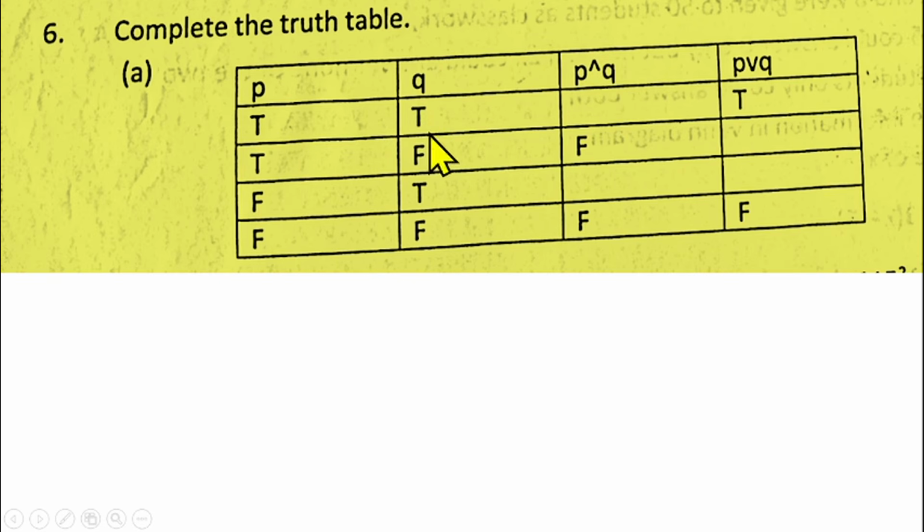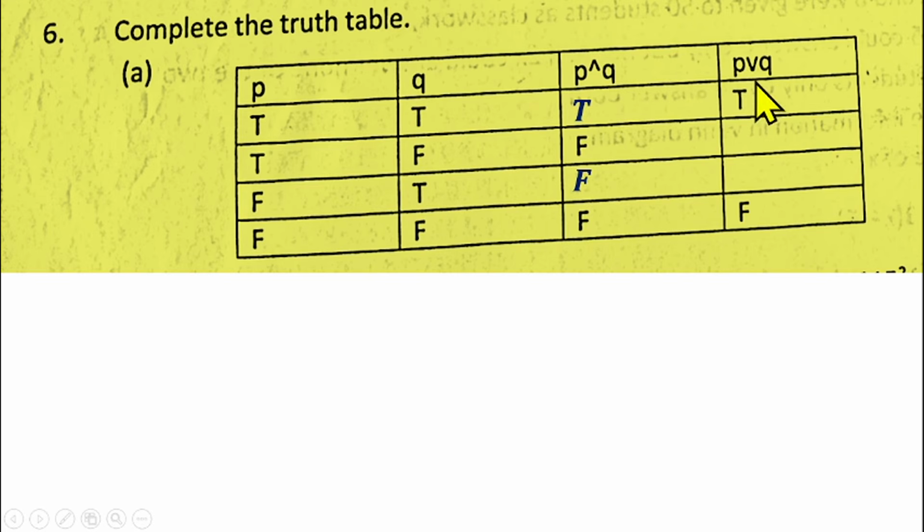So if P is true and Q is true, then you're going to get true here as well. Then for this one, if P is false and Q is true, you're going to have false as well. You're going to have false here. So for connective and, it is only true when the two simple propositions are true. But if any one of them is false, you're going to be having false here. So they are having true, false, false, false here.